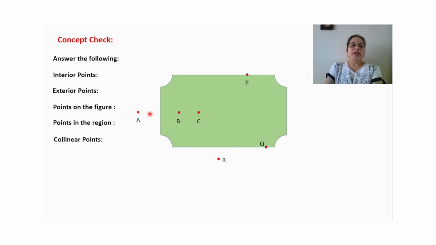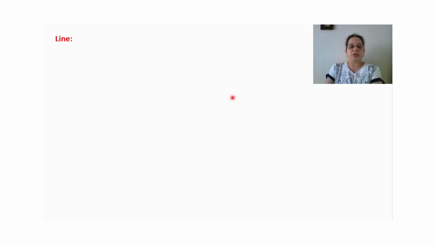Collinear points: point A, B, C. Here you can draw one line, so these 3 points are collinear points. Non-collinear points: you can say point A, B, C and Q or P are non-collinear points. Any 2 points on one line and a third point which is not on the line are known as non-collinear points.